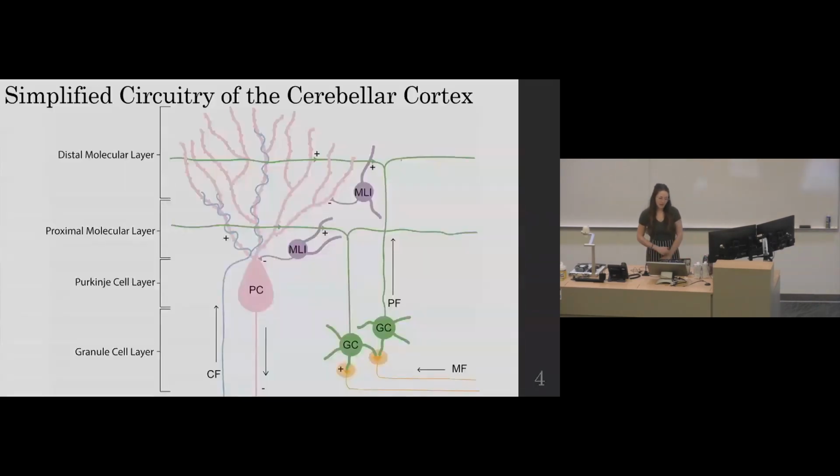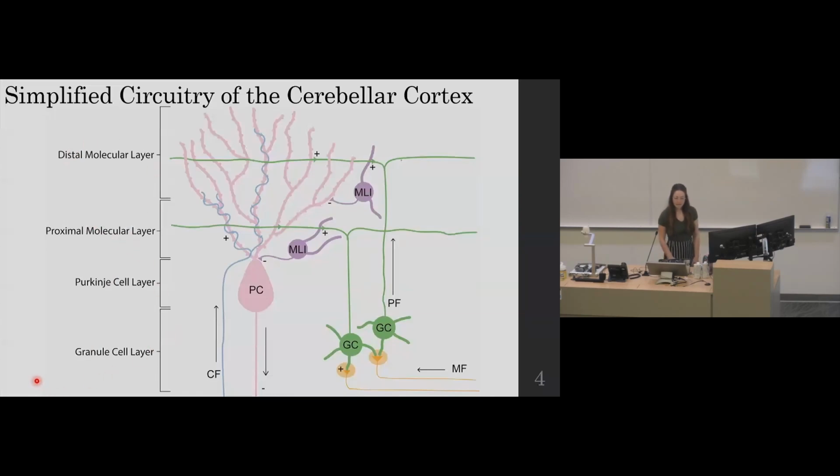So I'm just going to start out by giving you an overview of the cerebellar cortex and the circuitry there. So the cerebellar cortex is made up of three different layers. The innermost layer is the granule cell layer. Let's see if I can get a laser on here. Right here. There's then a middle layer, which is a single cell layer of Purkinje cell bodies, which is the Purkinje cell layer. And then the outermost layer is the molecular layer.